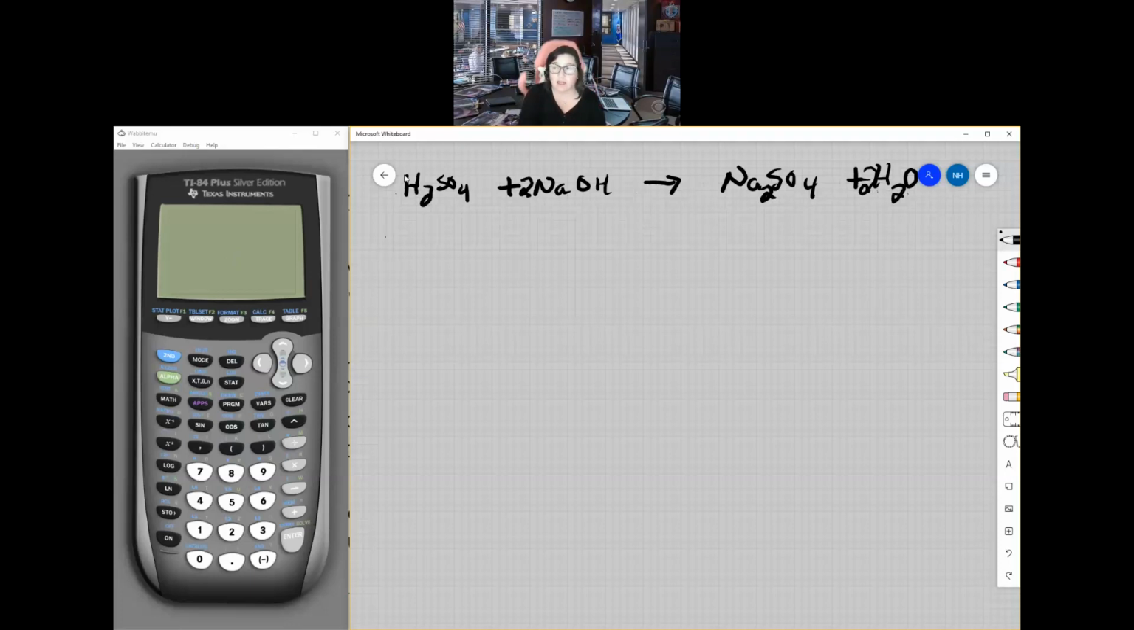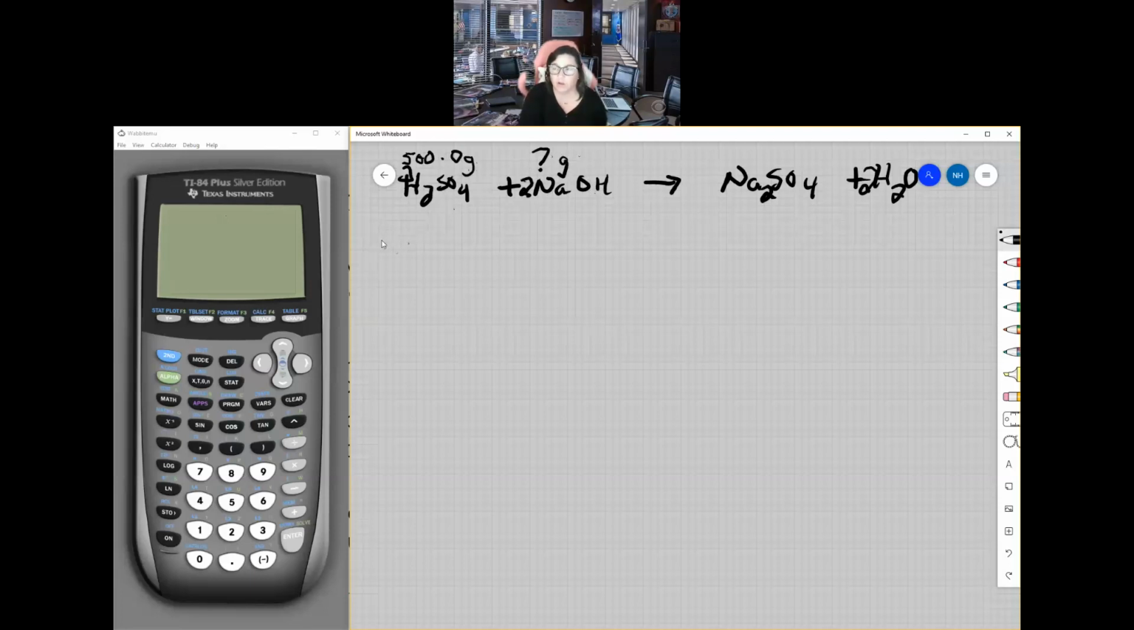Now it says that I have 500 grams of H2SO4. And I want to know how much sodium hydroxide is required. Okay, it didn't actually give me a number, but that is what I'm looking for. So I've written the 500 over the H2SO4. I've written the question mark over the NaOH. That tells me that those are the two species that I'm going to be working with.